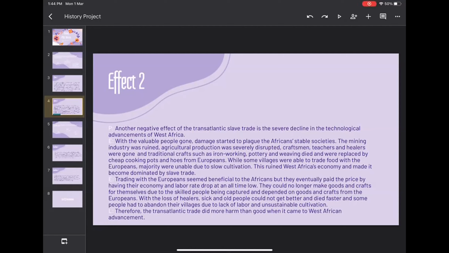They could no longer make goods and crafts for themselves due to the skilled people being captured, and depended on goods and crafts from the Europeans. With the loss of healers, sick and old people could not get better and died faster, and some people had to abandon their villages due to lack of labor and unsustainable cultivation. Therefore, the transatlantic trade did more harm than good when it came to West African advancement.